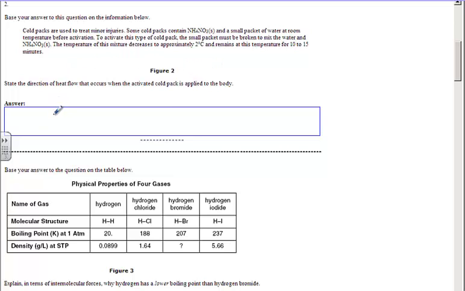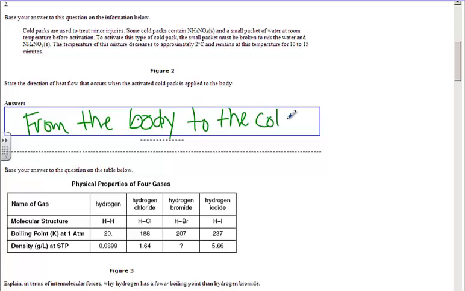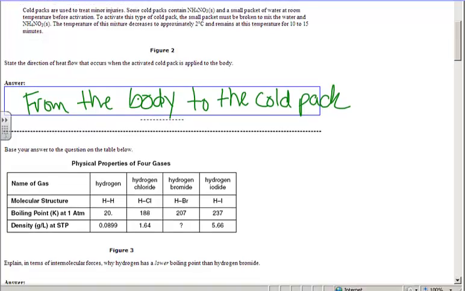So what is actually happening is that the heat is flowing from the body to the cold pack. And that's why after 10 to 15 minutes, the cold pack is no longer cold. So heat is always going to go from the higher temperature to the lower temperature. So direction flow will be from the body to the cold pack. And thus making your skin feel cold and the cold pack actually getting a little warmer.